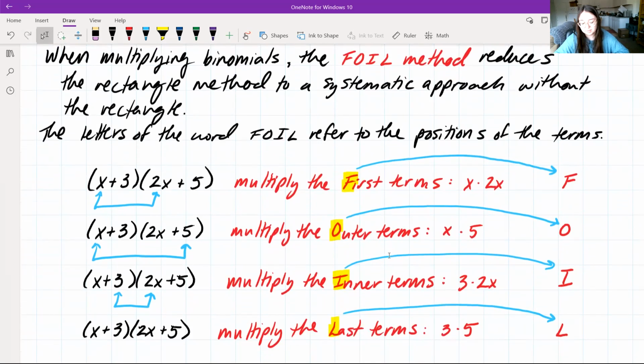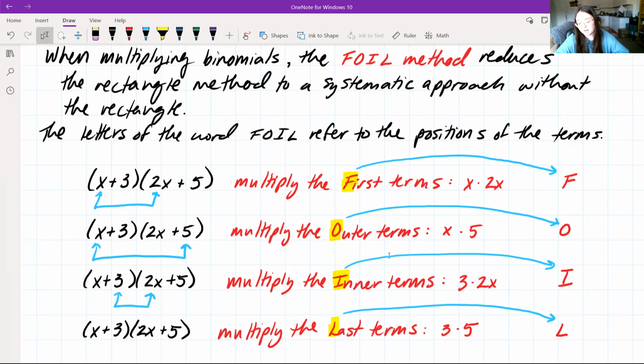If we take something like x plus 3 times 2x plus 5, F is going to stand for first. You're going to multiply the first terms. In this case, our first terms will be x and 2x. We'll multiply x and 2x. Then O is going to stand for the outer terms. We're going to multiply the outer terms together, and the outer terms are the terms on the outside. So it's going to be x and 5.